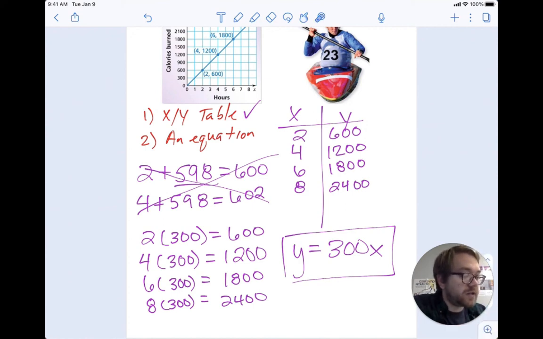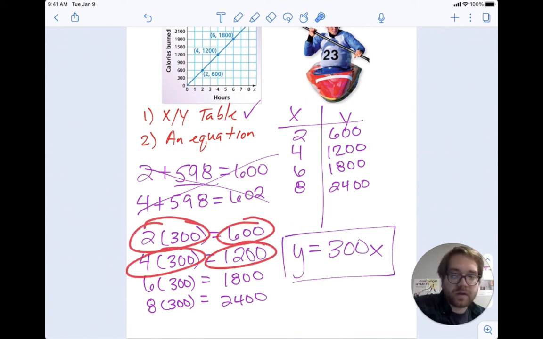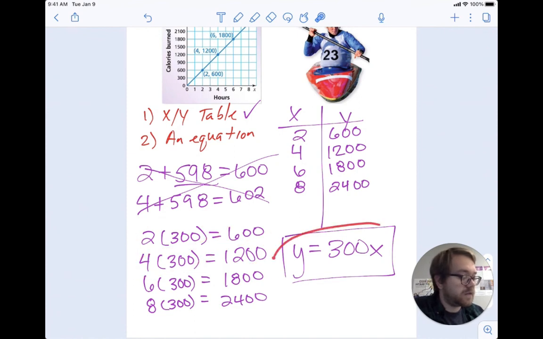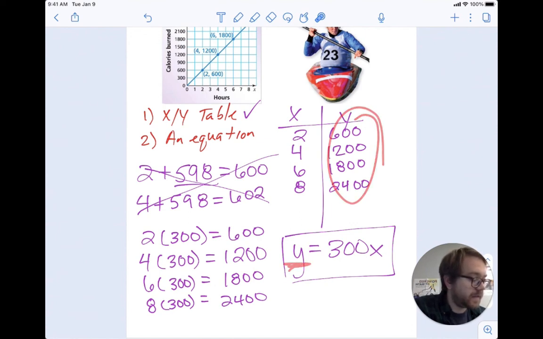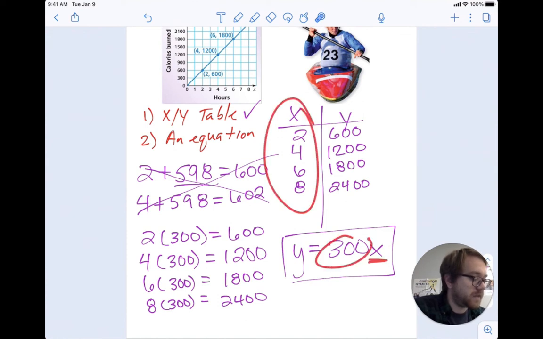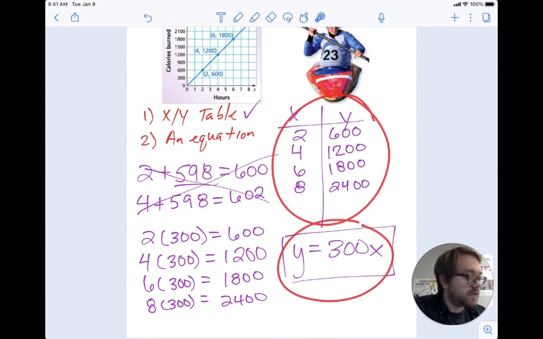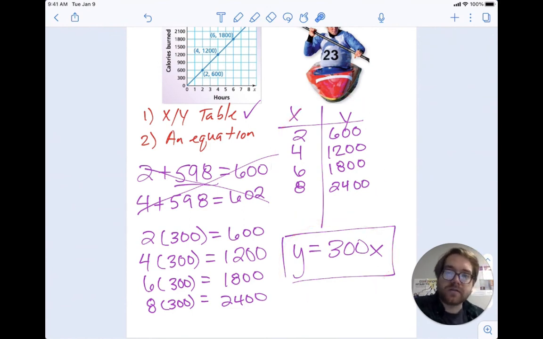And you might try dividing, right? 600 divided by 2, that's what gave me 300. Okay? And then I could figure out, okay, if I multiply by 300, does that give me 600? If I multiply by 300, that gave me 1200, and so on. And so this is your function, y equals 300x. Because what this is saying is, to get the y values here, I have to multiply my x values here by 300.